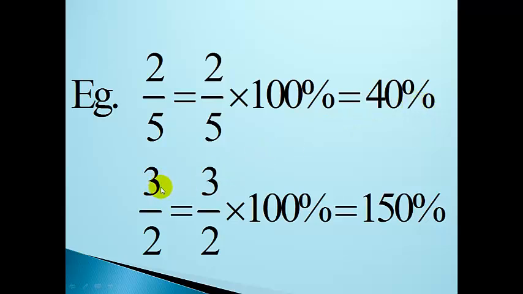Now, given the rational number 3 over 2, to convert 3 over 2 to percentage, we multiply 3 over 2 by 100. And 3 over 2 times 100% will be equal to, now 2 goes into 100 50 times. When we multiply 50 by 3, the answer is 150. So we have 150%. This means that 3 over 2 is equal to 150%.